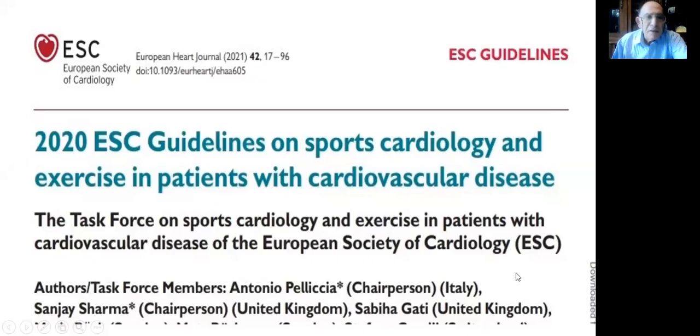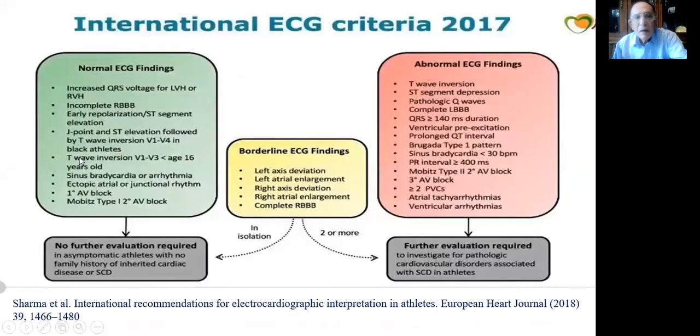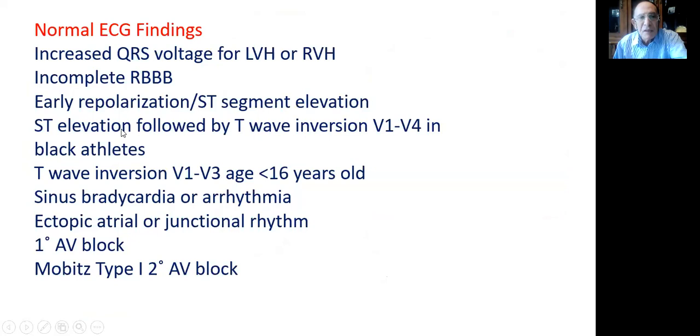Dear colleagues, this lecture is about the ECG findings in athletes and how to differentiate between normal and pathological changes. These are the European guidelines. The international ECG criteria divide the abnormalities into normal ECG findings, borderline findings, and abnormal findings. We will mention it in detail.